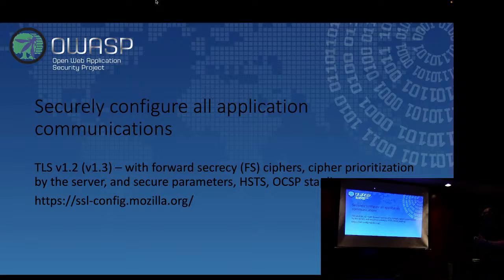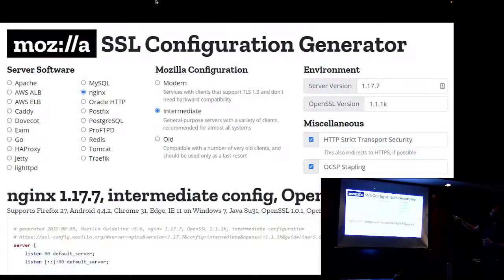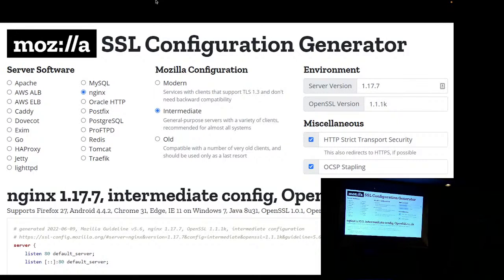Make sure you're using perfect forward secrecy, ciphers, and cipher prioritization on the server. Secure parameters, OCSP stapling, and HSTS. Okay, that's a lot. You go to this URL. This will help you actually configure it. Next. Basically, this is what the URL looks like.